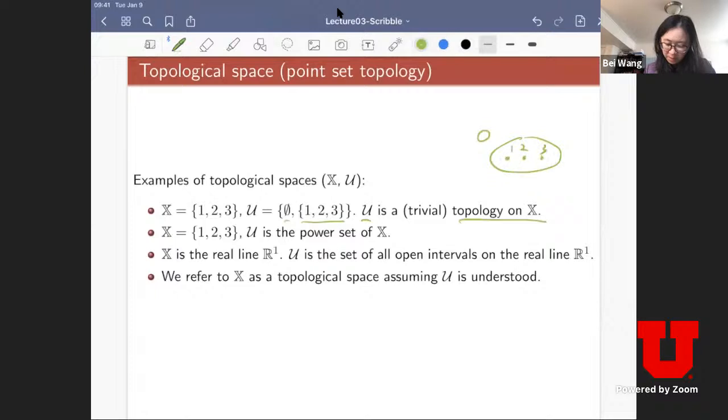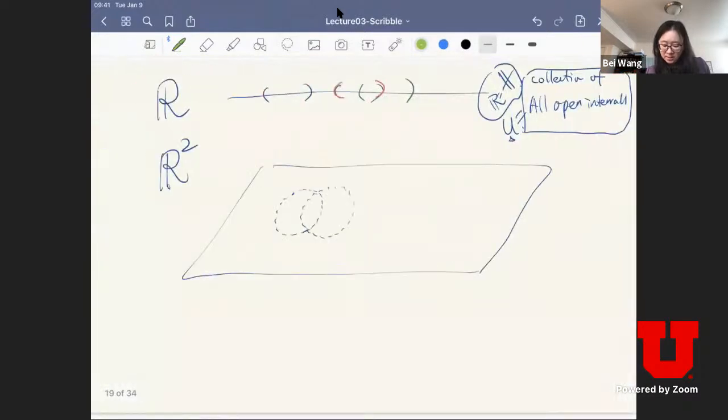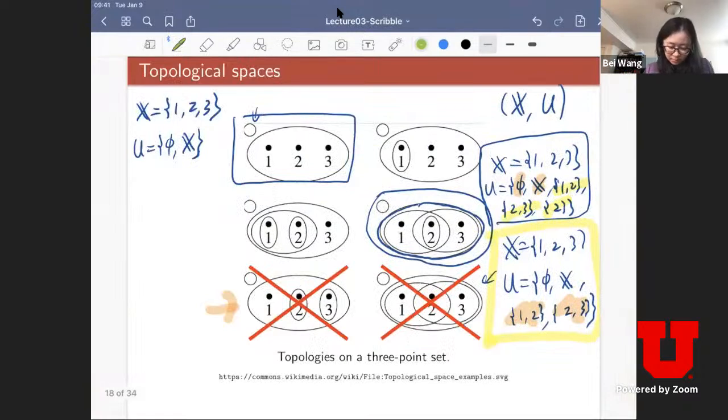This is the first example, how we visualize it in previous slides, right? So this is called trivial because the only subsets of X that are in U are the empty set and X itself. The other example is that if U is a power set, meaning all possible subsets, right? So actually this example here, what I highlighted in orange, this is a power set, right? It has an empty set, the set itself, and all its possible subsets.